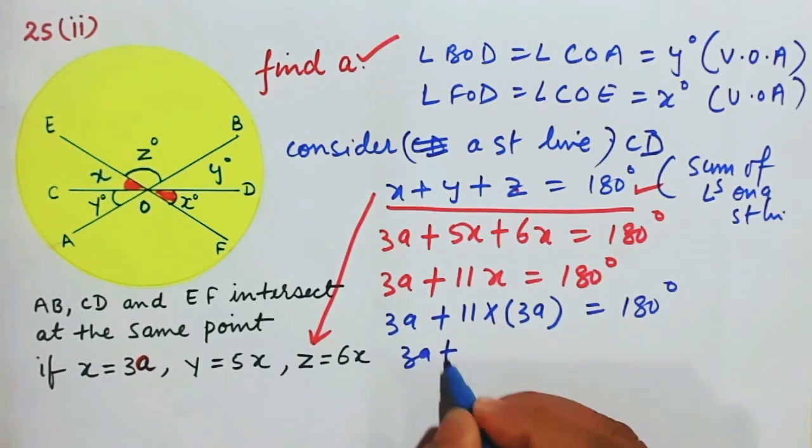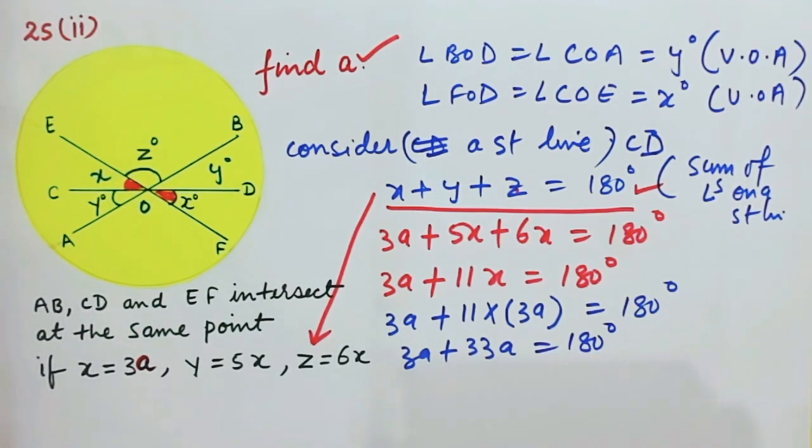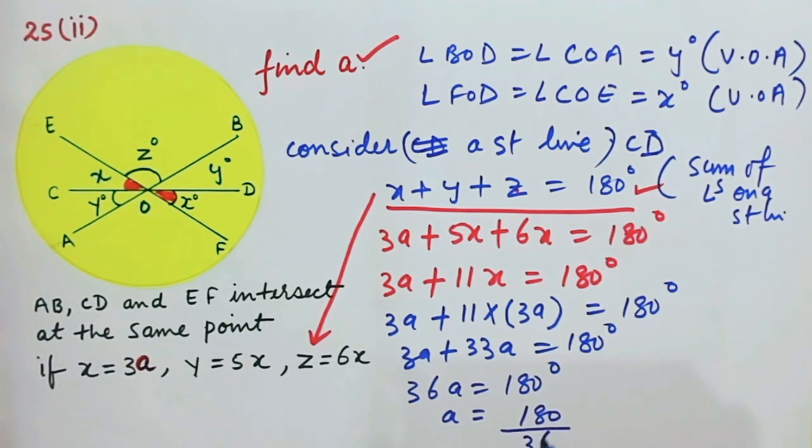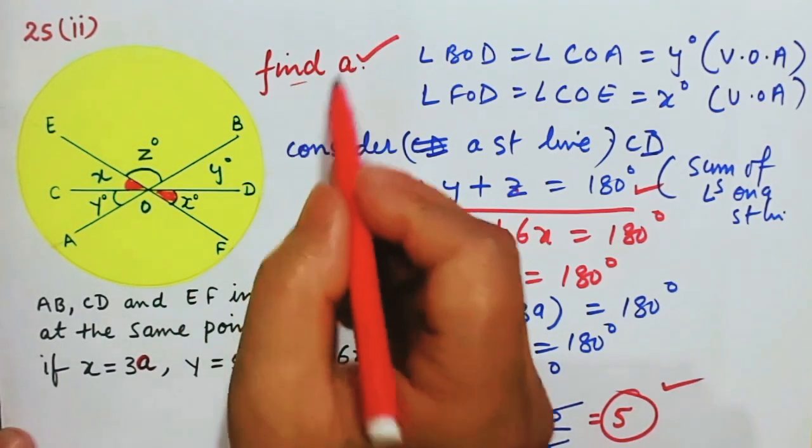Now 3a plus 33a is equal to 180 degree. 36a is equal to 180 degree, and a will be equal to how much? 180 by 36. On solving, you will get the value of a as 5. I cannot mention it as an angle because a is not an angle. So a is equal to 5. We were asked to find the value of a.